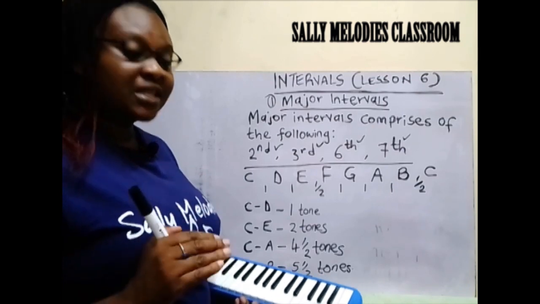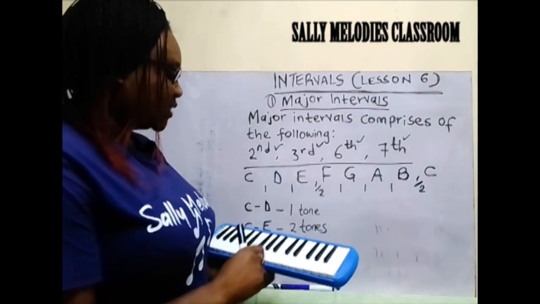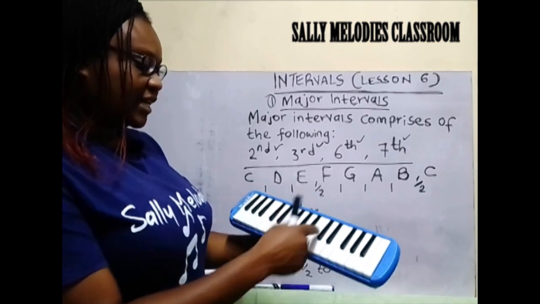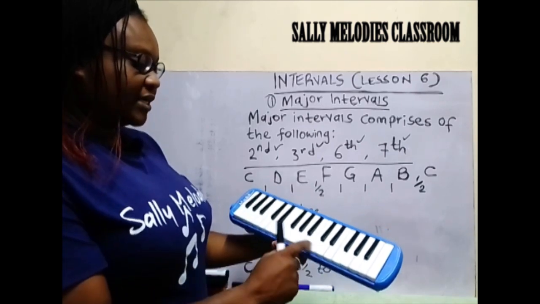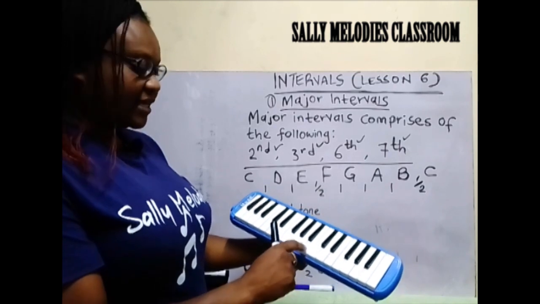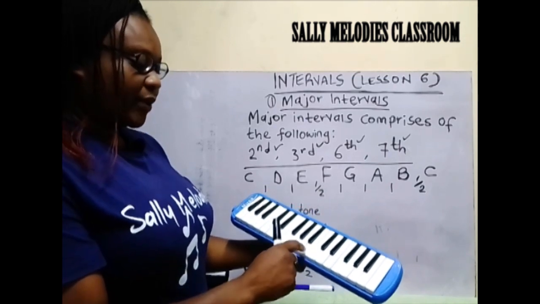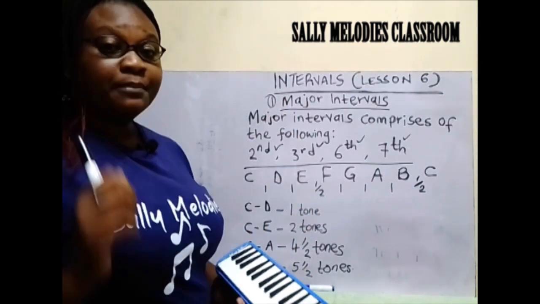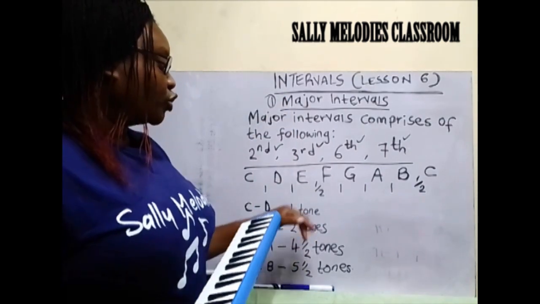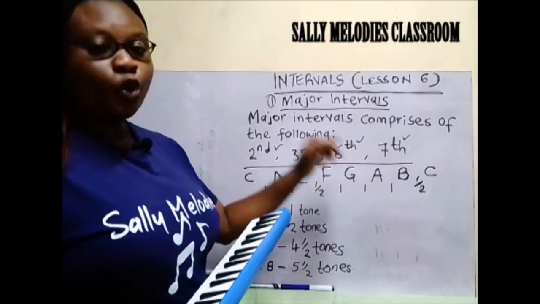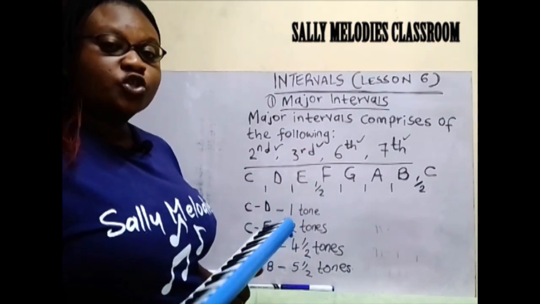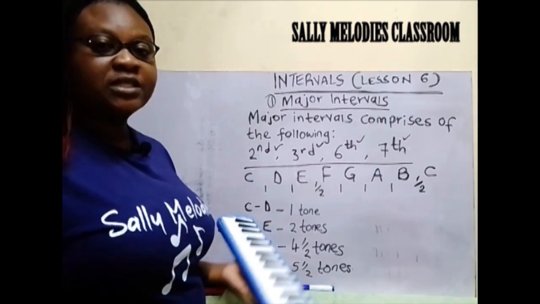Then we proceed and see that from B to C there is no black key, so the distance is shorter, and that is the smallest distance, which we call a semitone or half. In some books you will find them talking of half tone, whole tone, or tone and semitone. So do not get confused. It depends on the syllabus or the books that you are using.